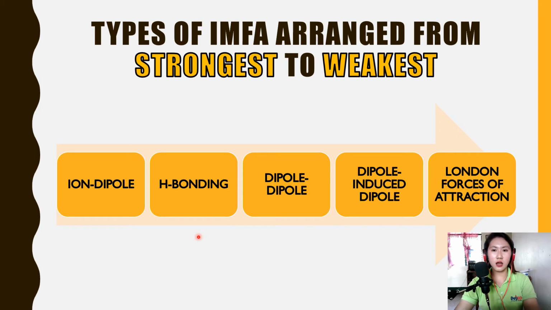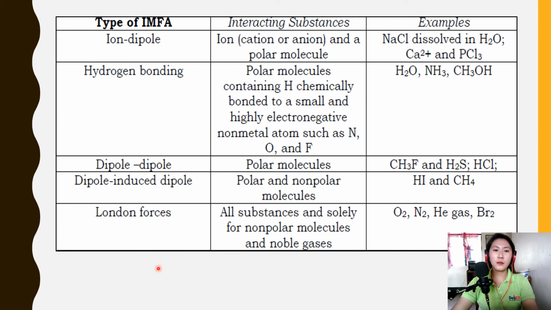I will just introduce these types to give you an idea of their effect on the physical properties of covalent compounds. Again, ion-dipole is the strongest, and London forces of attraction are the weakest intermolecular forces of attraction. So now we have the summary of the types of intermolecular forces of attraction. Here are the intermolecular forces of attraction, their interacting substances, and some examples.